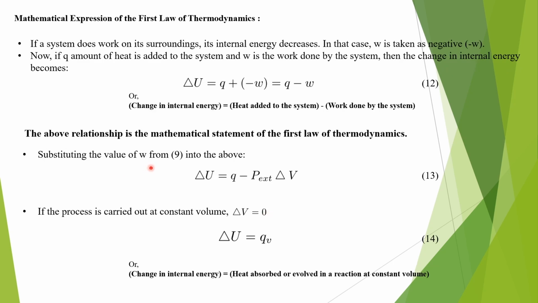Substituting the value of W from equation 9, we get delta U is Q minus P external times delta V. So if the process is carried out at constant volume, there is no change in volume, so it is a constant volume process. So P external times delta V gives you 0. So delta U is nothing but Q at constant volume, so you can write QV. So the change in internal energy is the heat absorbed or evolved in a reaction at constant volume.